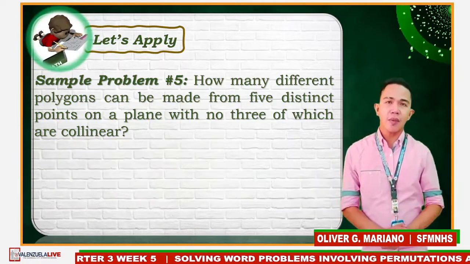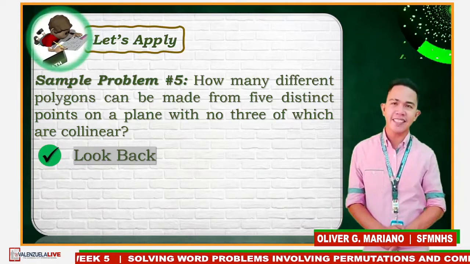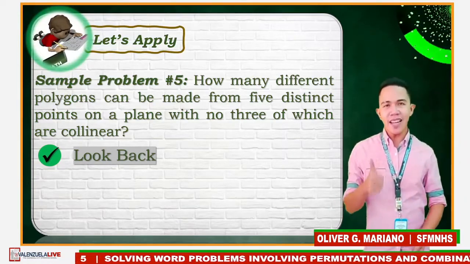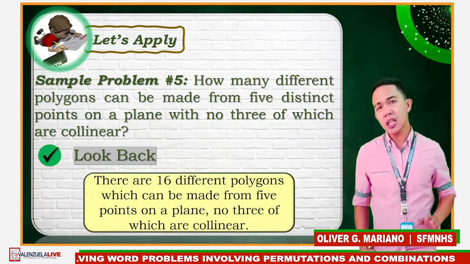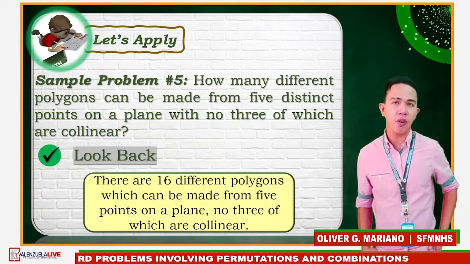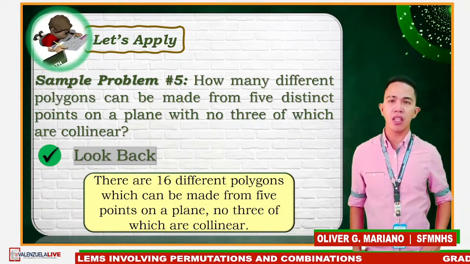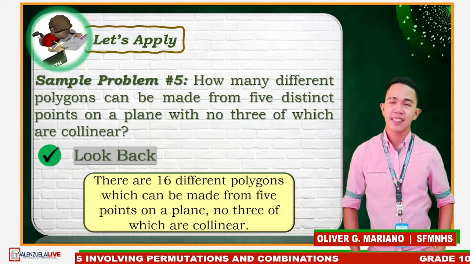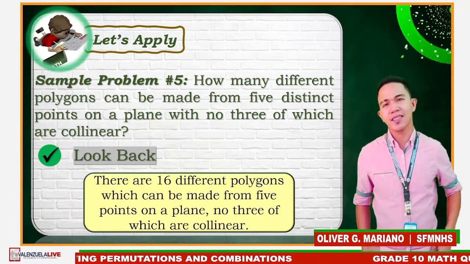Looking back, were we able to do all the previous steps correctly? All right. Thus, we can conclude that there are 16 different polygons which can be made from 5 points on a plane, no 3 of which are collinear. Let's have our last problem.